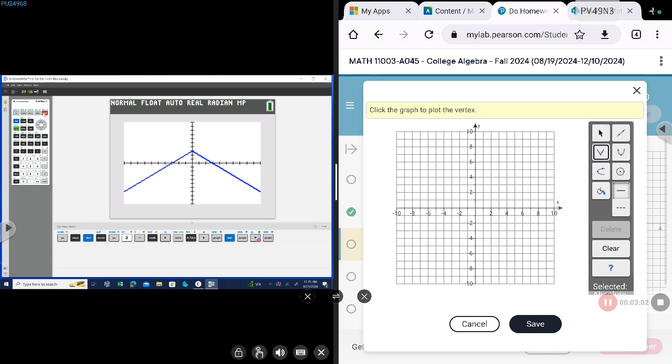Now, look in your yellow rectangle. It says to click the graph to plot the vertex. Remember, when you are graphing in MATLAB, you have to plot the vertex first. The vertex is this point of the V where it changes directions. So I want to match that on my graph. So it looks like that is the point 0, 3.